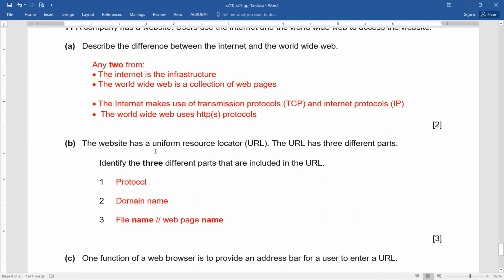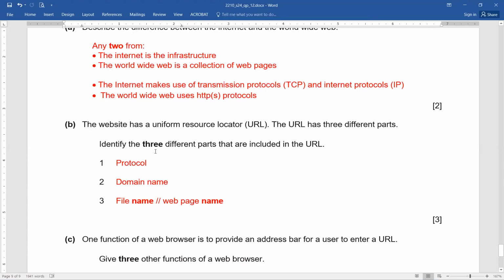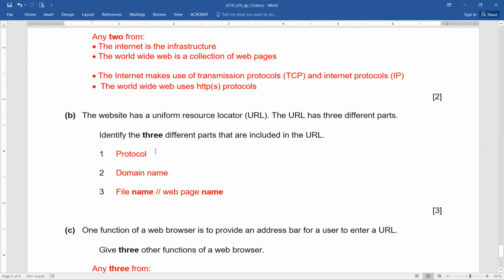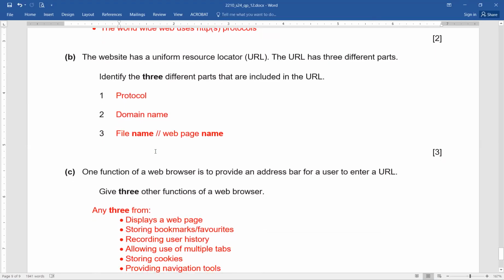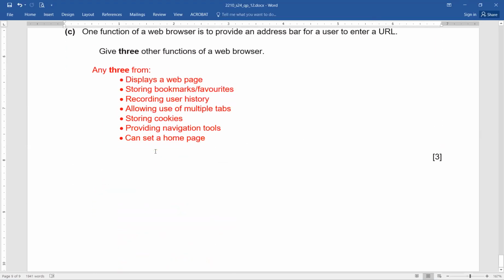One function of a web browser is to provide an address bar for a user to enter a URL. That is what we see. Give 3 other functions of a web browser. What else is a web browser doing? See, what is it doing? So simple. It's a 3-mark question, so you can score easily if you have written the answers. It is there to display a web page, so simple.